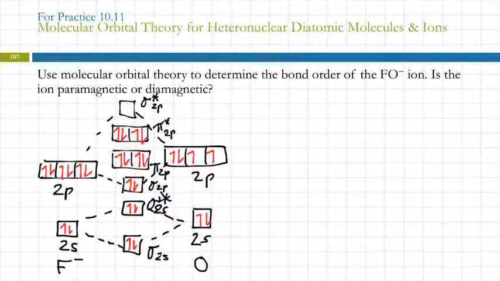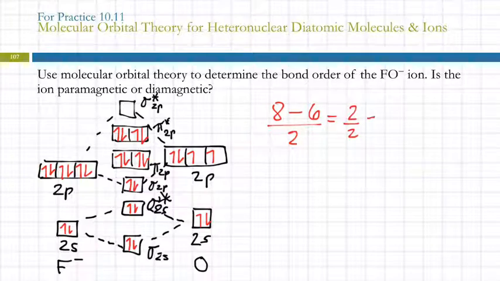And we're supposed to identify the bond order. So we're going to look at how many electrons in bonding orbitals. So this is bonding, so that's 2, 4, 6, 8. So 8 in the bonding orbitals. And then anti-bonding orbitals, we got 2, 4, 6. So 8 minus 6 is 2, divided by 2 is 1.